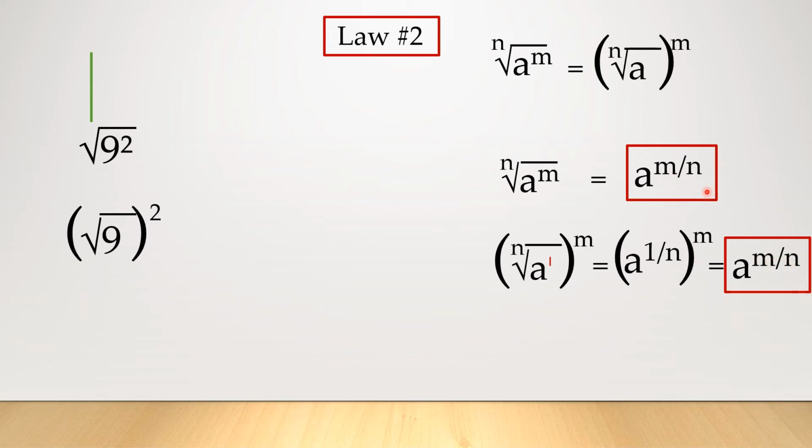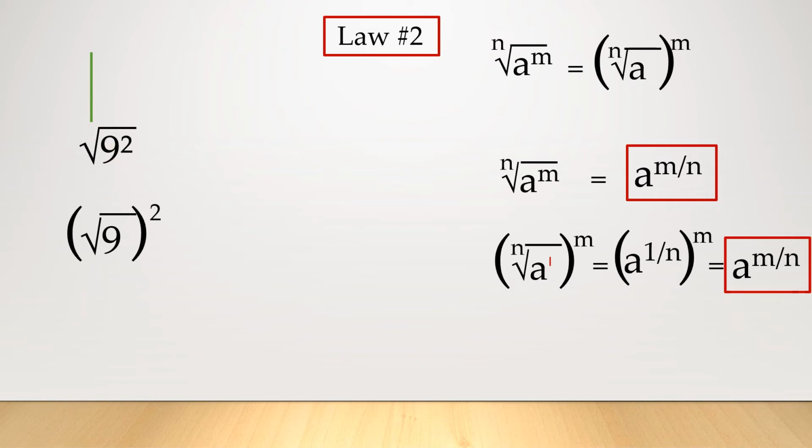So they are equal. So if you put this outside the parenthesis, you don't have a problem. You will get the same answer. So here is an example. I have here the square root of 9 squared.